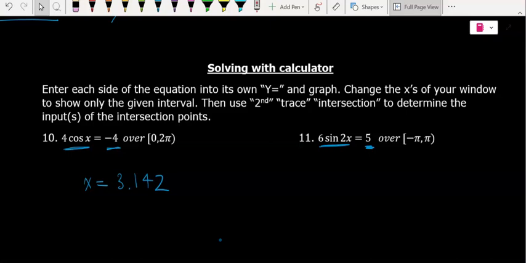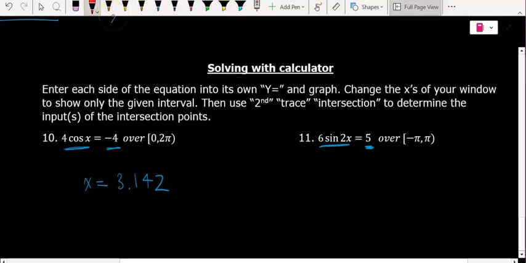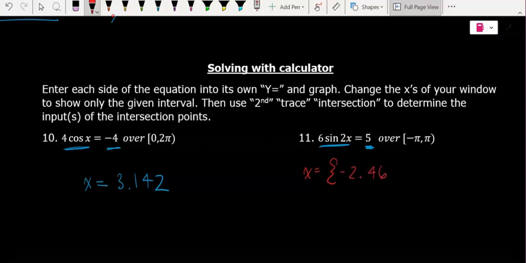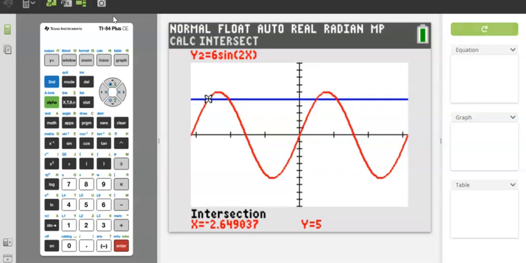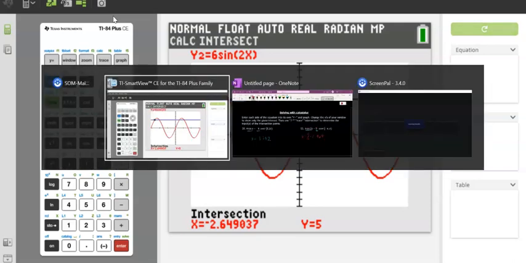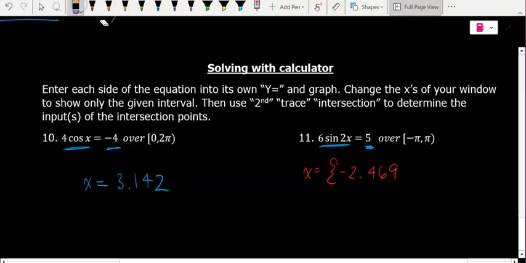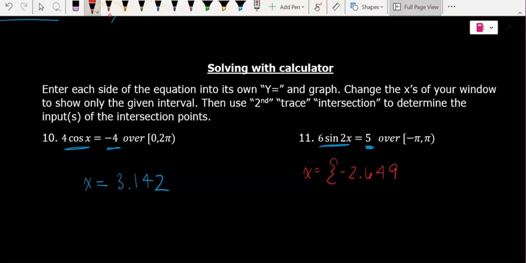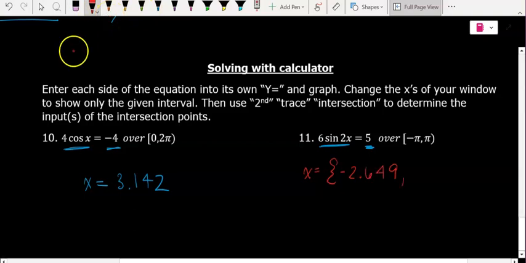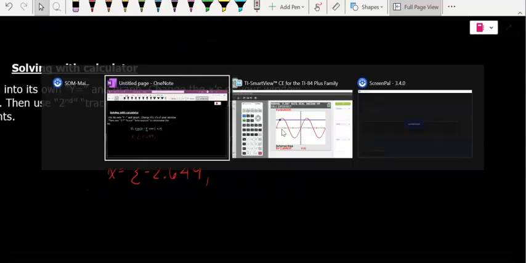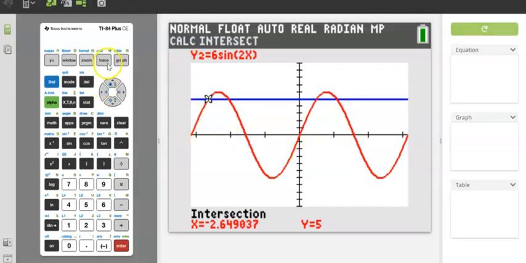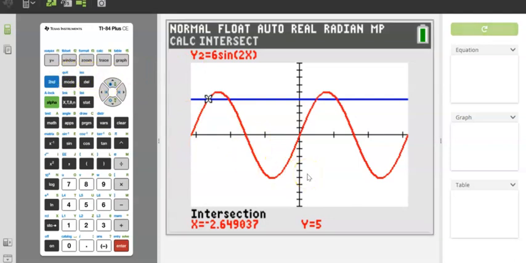So I've got here, my x is going to be equal to -2.469. Is that what it was? Yeah. No, -2.649. Sorry. So we got -2.649. Okay, that's one of my solutions. I need to list all 4, just like I did in all of the previous times of having to find them. Now, in order to get that, I need to find my next intersection.